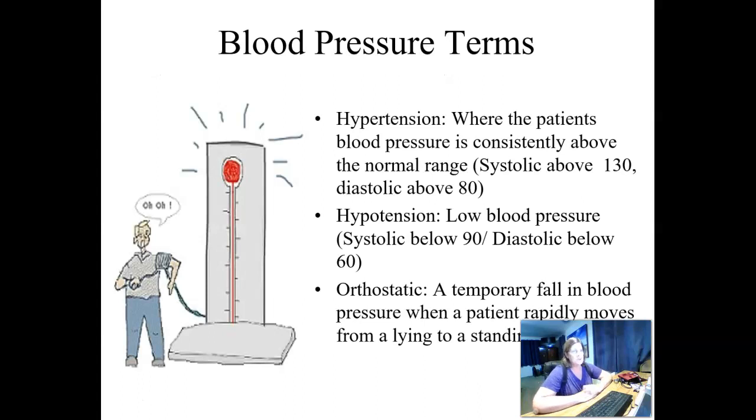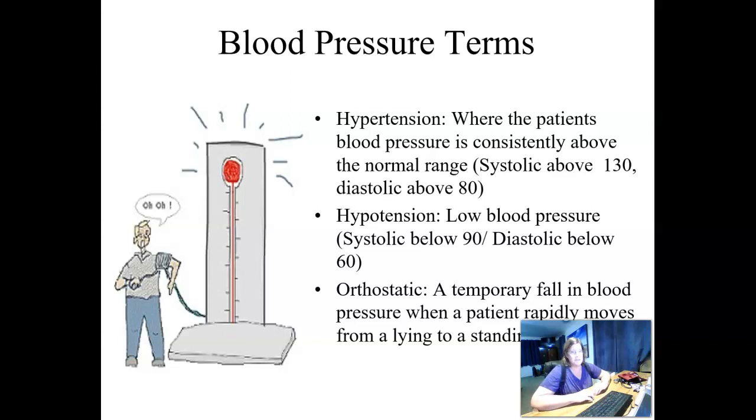So, some blood pressure terms. Hypertension, where the patient's blood pressure is consistently above the normal range. Now, I said normal was 90 to 120, but we don't consider it high blood pressure or hypertension till we're above 130. So systolic above 130, diastolic above 80. That is what we use for the term of hypertension.